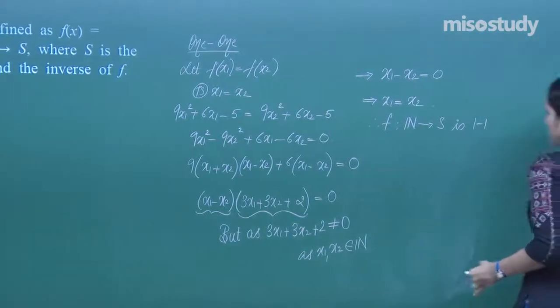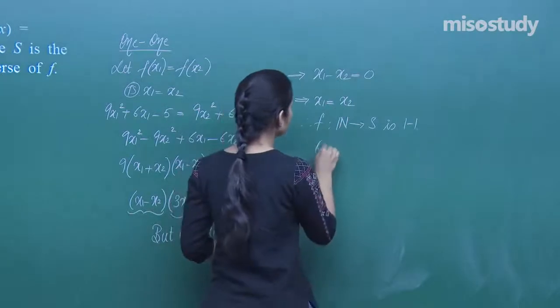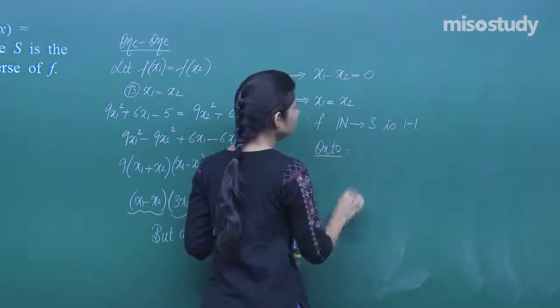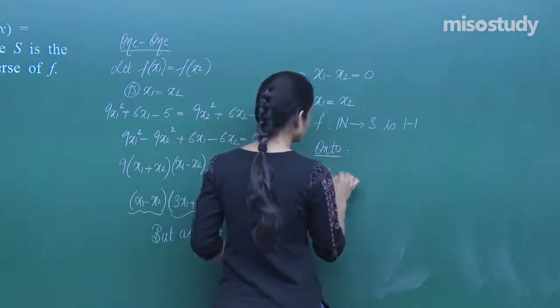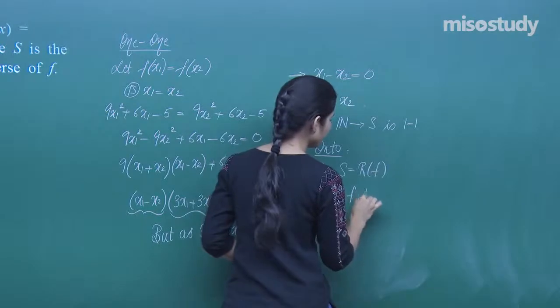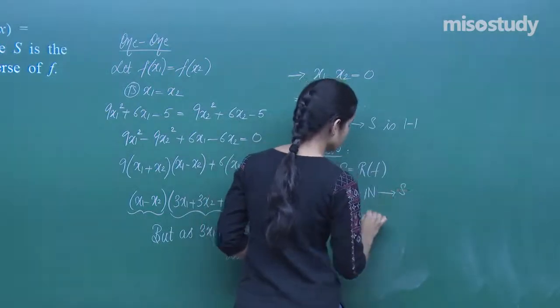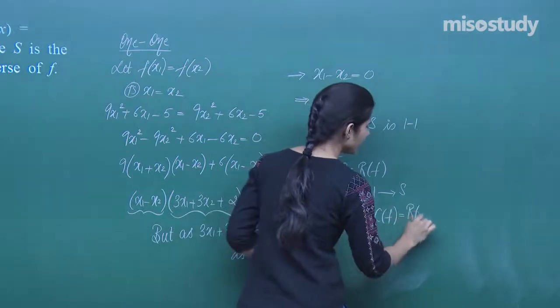Now if f from N to S is one-one, it is established. I need to now establish the ontoness. Clearly the codomain is equal to the range, as S is the range of f and f is defined from N to S. Therefore, the codomain of f is equal to the range of f.